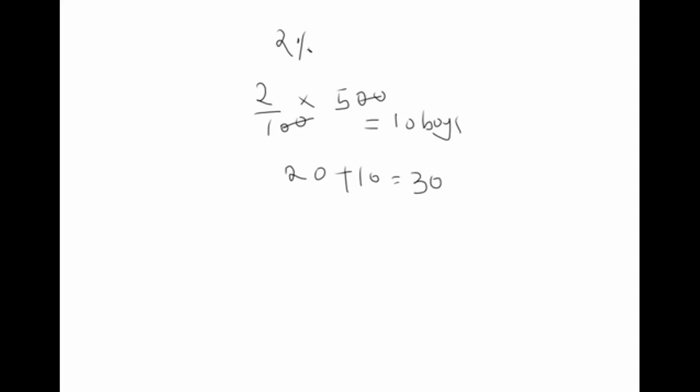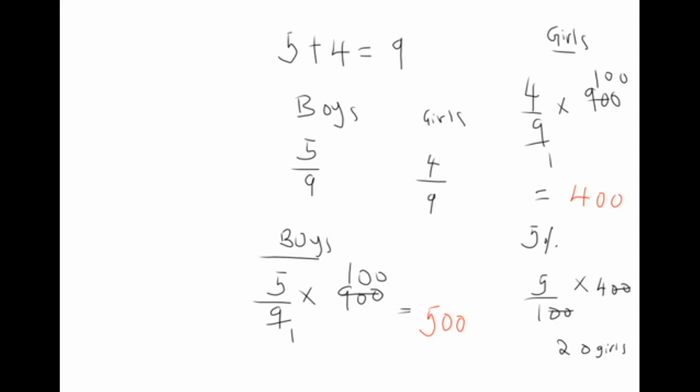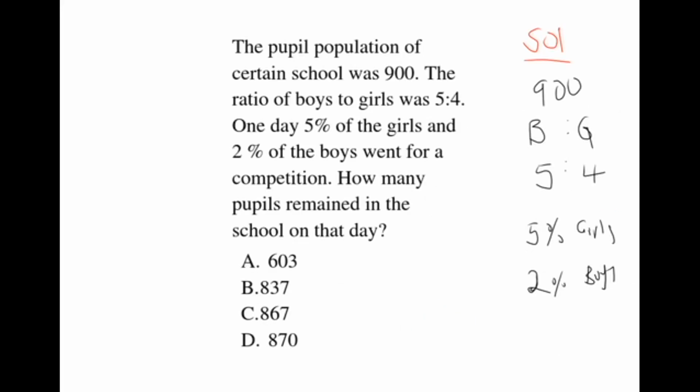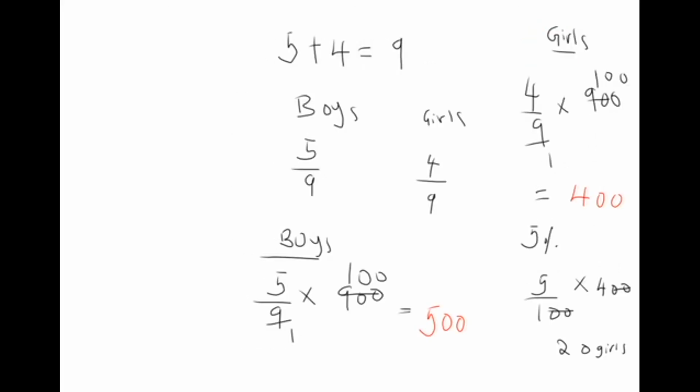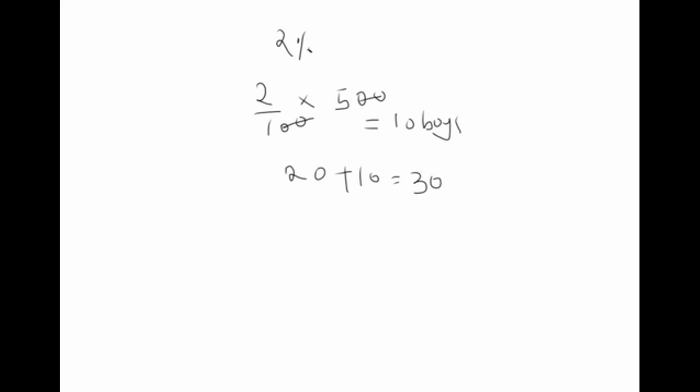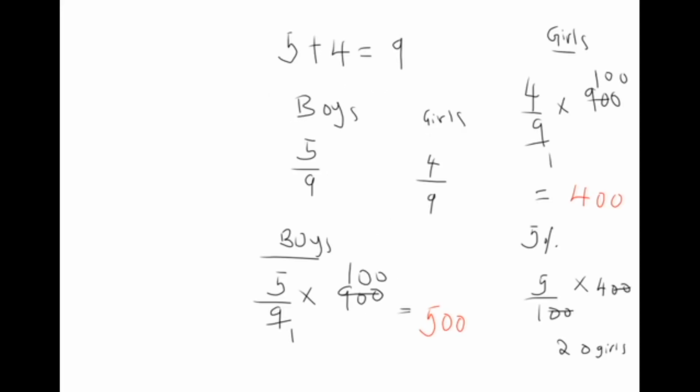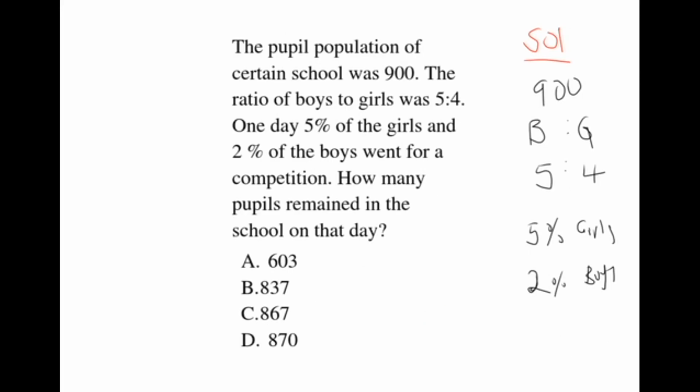And the question asks us the total number of pupils who remained in the school that day. Therefore, we shall have 900, the total number of the pupils, minus the pupils who went for the competition, that is 30. We get 870. Therefore, our correct choice is D.